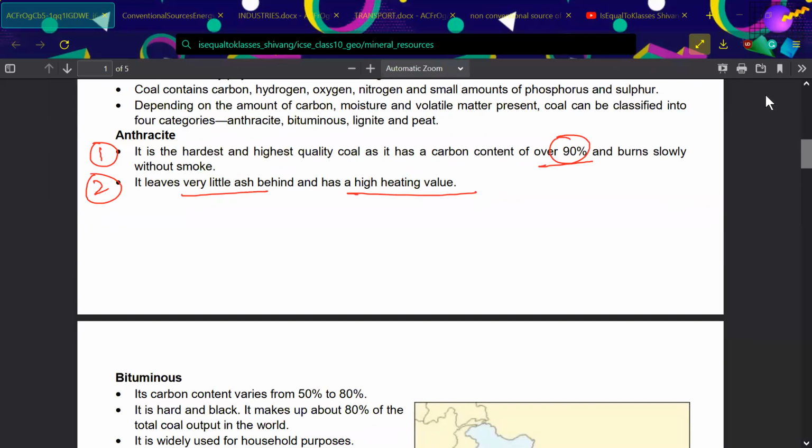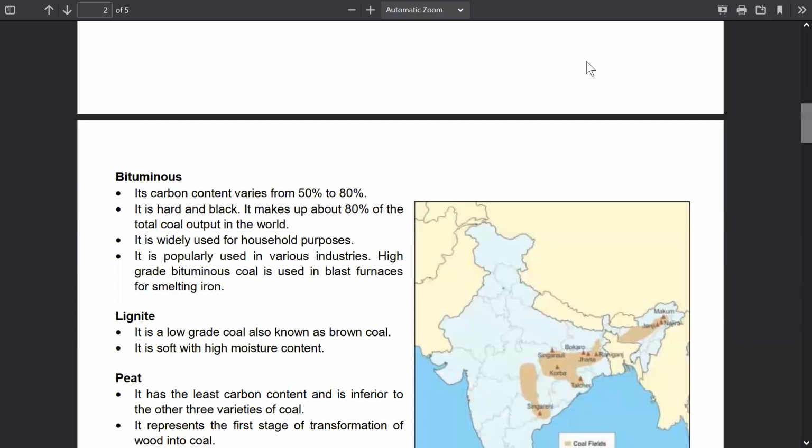The next one we have is bituminous. Its carbon content varies from 50% to 80%, so it is an inferior quality compared to anthracite. This is point number one. Point number two, it is hard and black. It makes up about 80% of the total coal output in the world. It is widely used for household purposes. It is popularly used in various industries. High-grade bituminous coal is best used in blast furnaces for smelting iron.